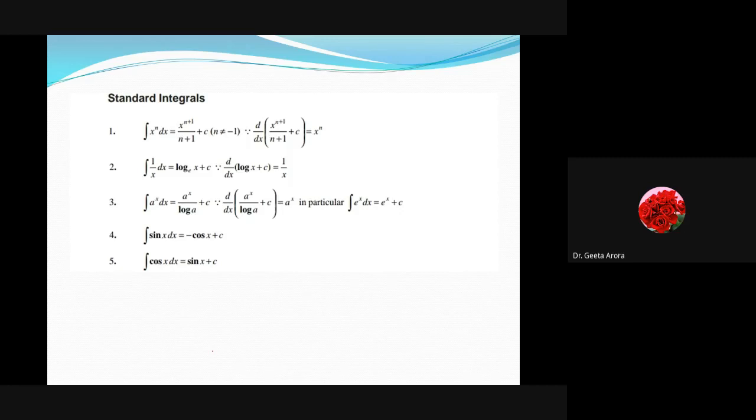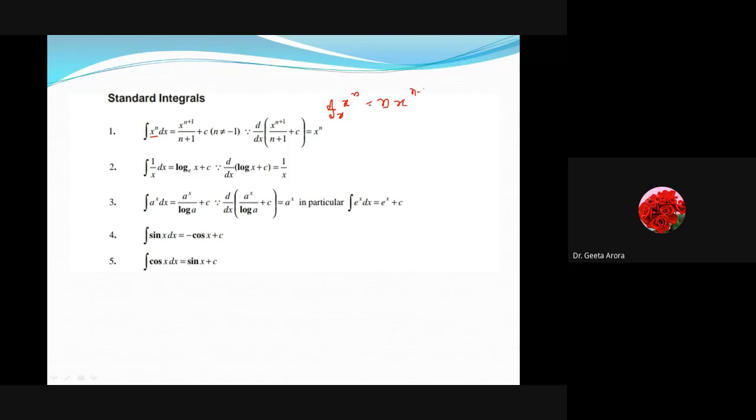Let's start with the first integral, the integral of x^n dx. If we find the integral of x^n dx, how are we going to write it down? We have to see how we get x^n in the derivative form. Which formula have we learned? We have learned that the derivative of x raised to power n gives me n x^(n-1).